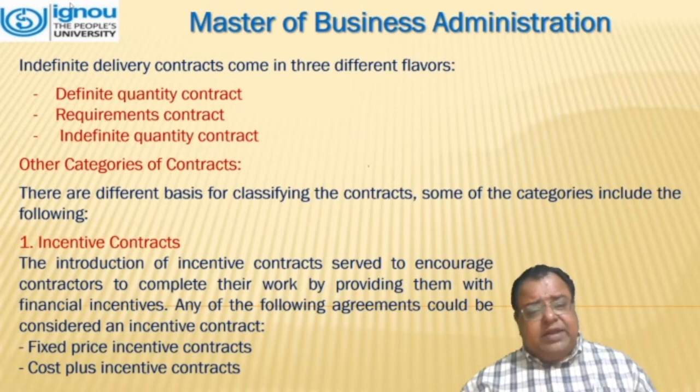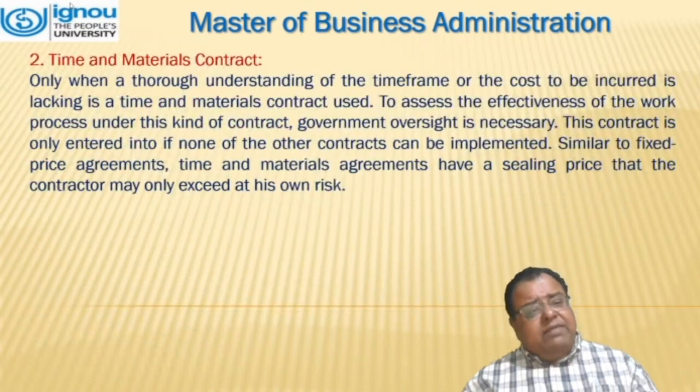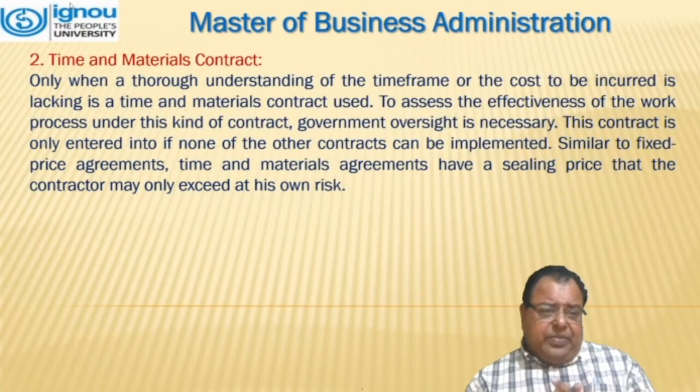Some of the categories include the following: incentive contracts. The introduction of incentive contracts served to encourage contractors to complete their work by providing them with financial incentives. Any of the following agreements could be considered an incentive contract, that is, fixed price incentive contracts, cost plus incentive contracts. Second one is time and material contract.